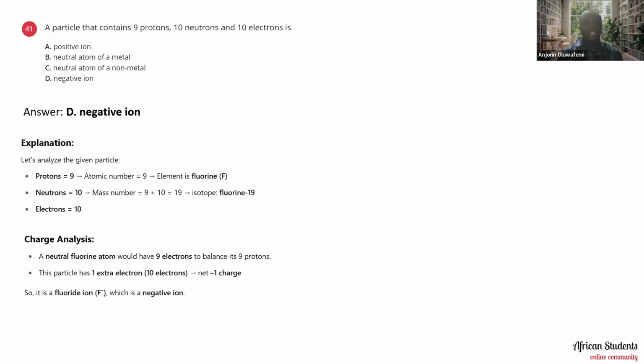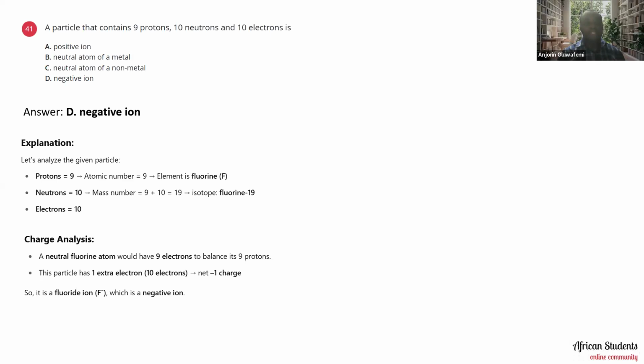So when we look at the charge analysis, a neutral fluorine atom will have 9 electrons to balance its 9 protons. This has 1 extra electron, 10 electrons. That is a net minus 1 charge. So it is a fluoride ion, which is a negative ion. So that's how we arrive at the answer.